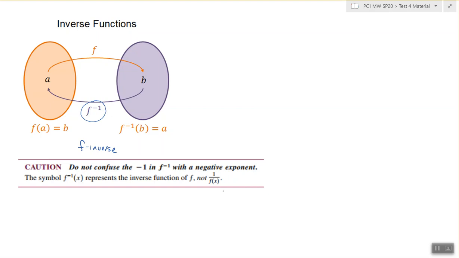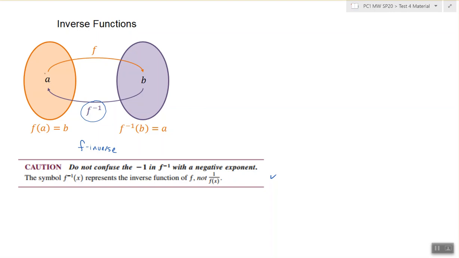As this caution says, it's not a negative exponent. It is a recycling of some notation, and once we're in functions, we know that the -1 in the superscript position means we're talking about an inverse function, not an exponent. The inverse function takes things from this second set and sends it to an element in the first set. So it undoes what the f function did.